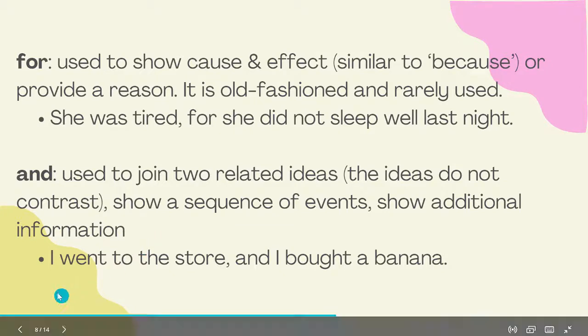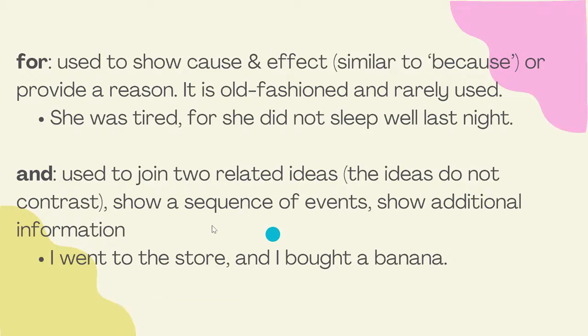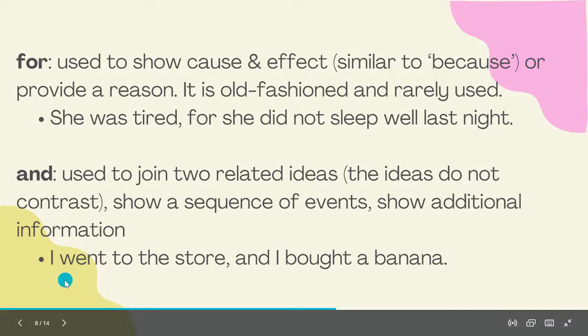For example, I went to the store and I bought a banana. Okay, so this is related and it's not contrast, and also a sequence of events. Ya, jadi maksudnya di sini urutan kejadian. Sequence of events: I went to the store and I bought a banana.